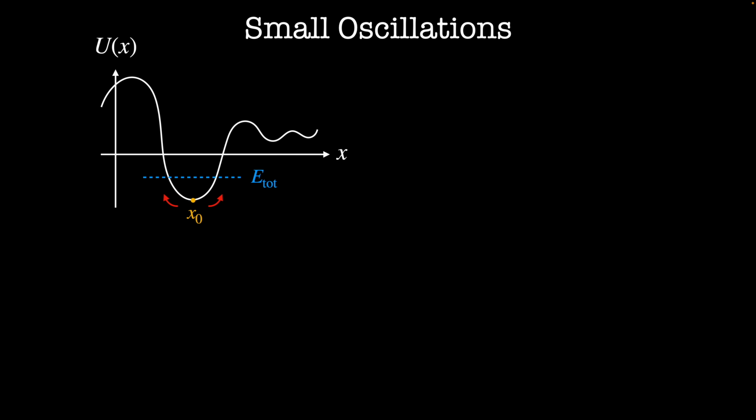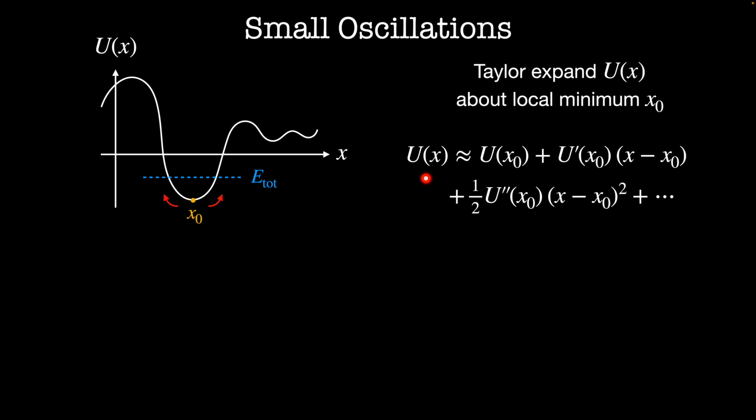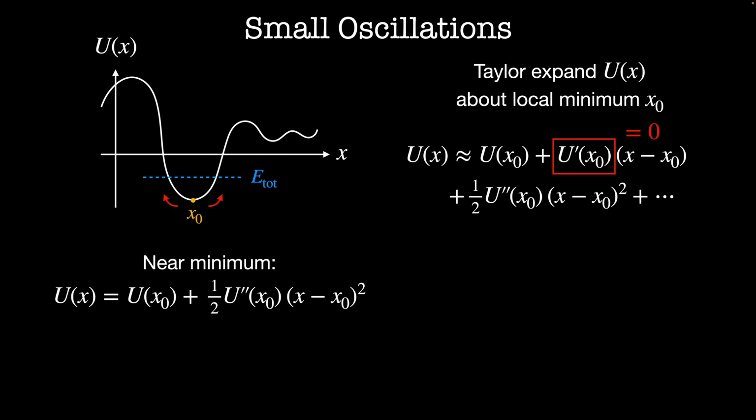Since it's trapped near the bottom of this well, let's Taylor expand the energy about its minimum at x0. We get that the potential energy is approximately equal to the potential energy at x0, plus u prime of x0, which is necessarily 0 because we're at a local minimum, times x minus x0, plus 1/2 u double prime at x0 times x minus x0 squared, plus higher order terms. So let's rewrite the energy near the minimum, keeping only the constant and quadratic terms. This gives us locally parabolic behavior about x0.